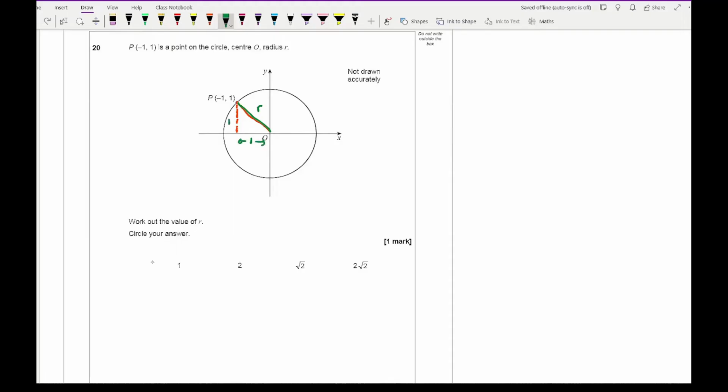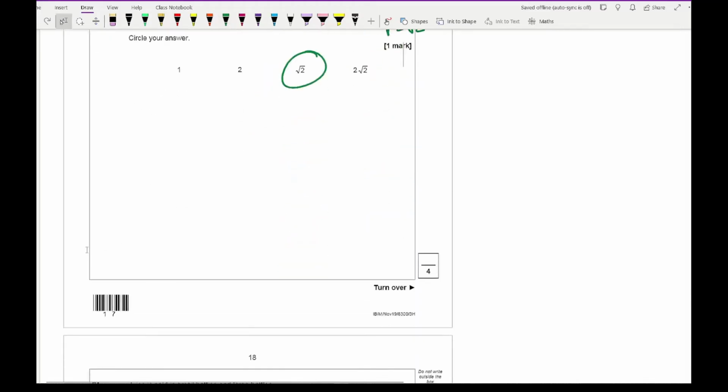And that distance there is 1. So to work out R, I just need to use Pythagoras. So it's 1 squared plus 1 squared equals R squared. So R squared equals 2. So the answer then is going to be the square root of 2. It's a nice easy question, that one.